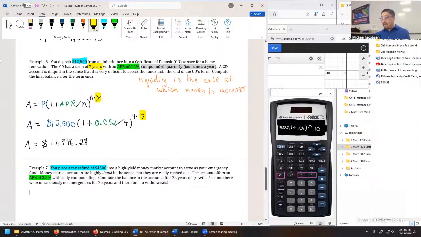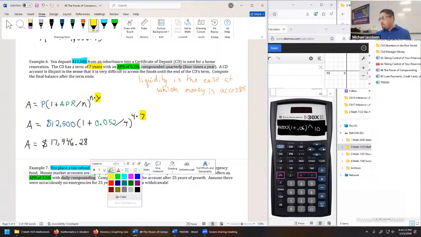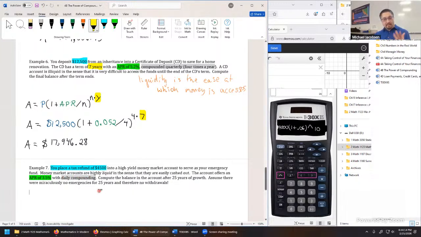I think that is kind of high actually for a money market account, but assuming we get that interest rate, that was the stuff you could have gotten, say, in the 80s back in the day. You'll have daily compounding. That's kind of surprising, and maybe a little exciting. You can check your account every single day and see how it changes. Not by much, but you can do that. Compute the balance in the account after 25 years of growth.